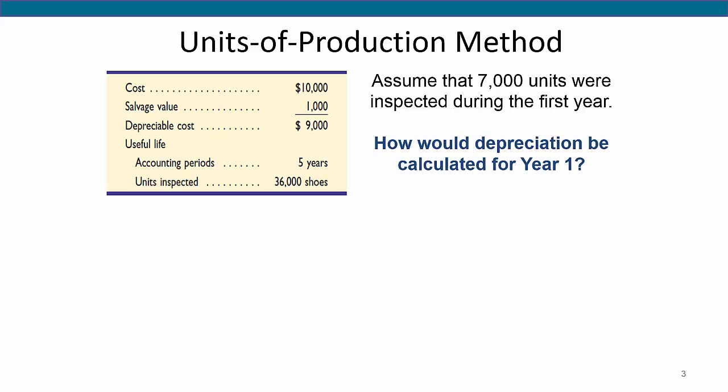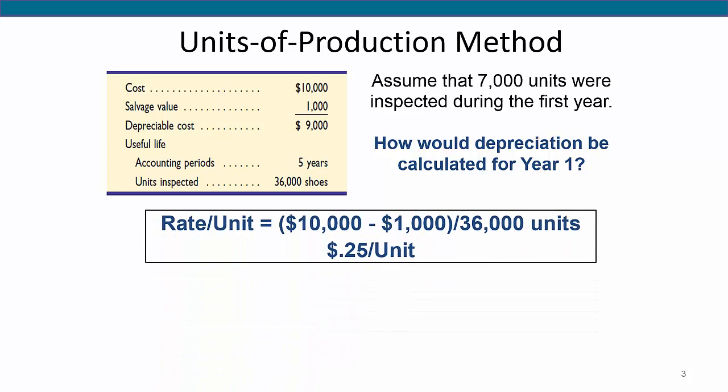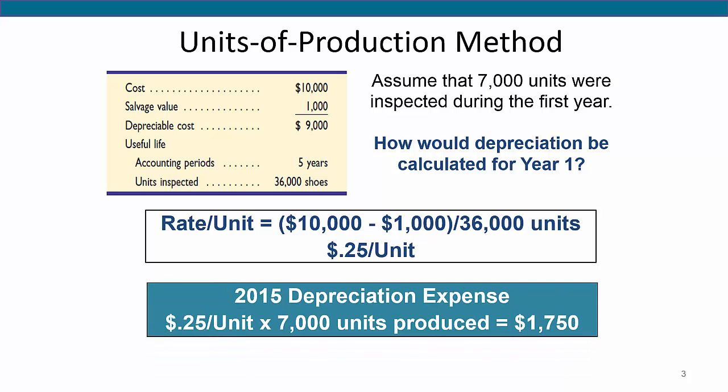So back to our example. The company purchased equipment that had a cost of $10,000 and an estimated salvage value of $1,000. The equipment is expected to produce 36,000 shoes during its useful life. During 2015, the equipment was used to produce 7,000 shoes. Let's follow our two-step method in calculating depreciation expense for 2015. The depreciation rate per shoe inspected is 25 cents, and 25 cents times 7,000 shoes is $1,750 in depreciation expense for 2015.